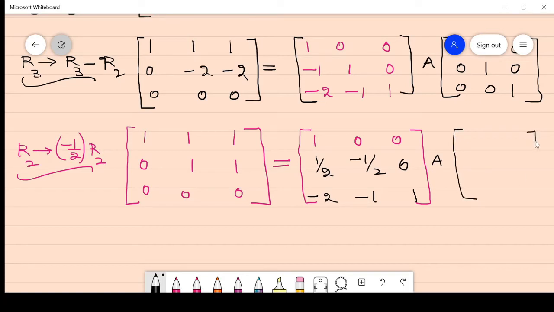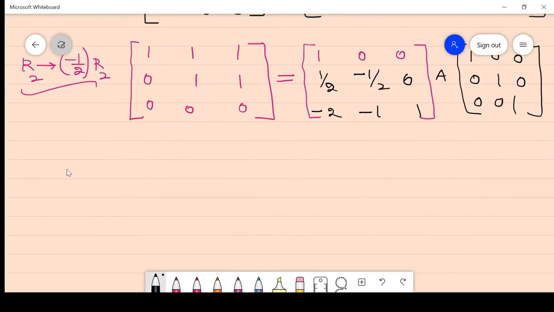So this is A, and this matrix is 1, 0, 0; 0, 1, 0; and 0, 0, 1. Now we will apply the column operation, because all the row operations that are required are completed. In order to apply column operation, this term and this term must be 0.